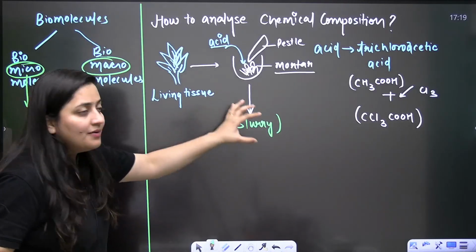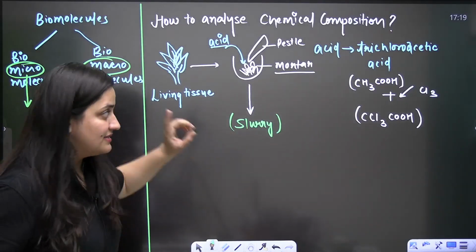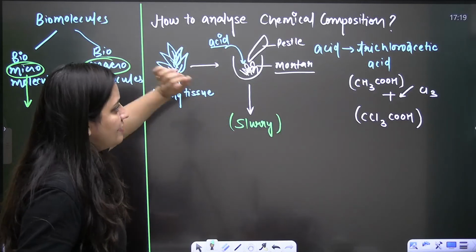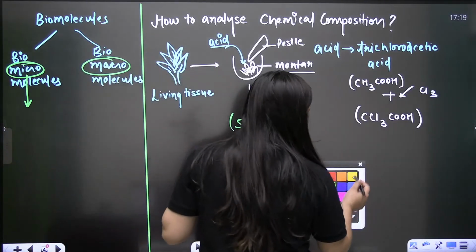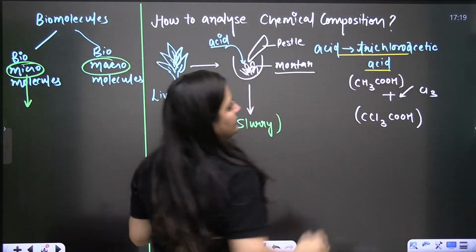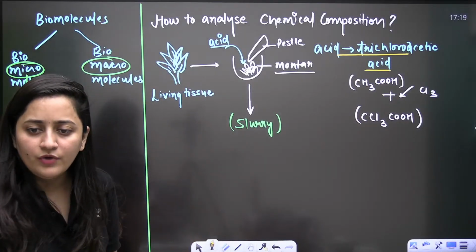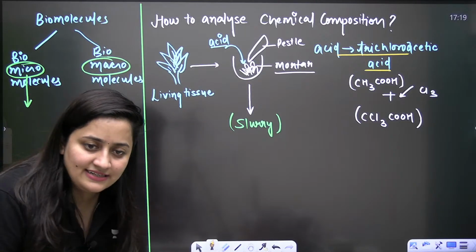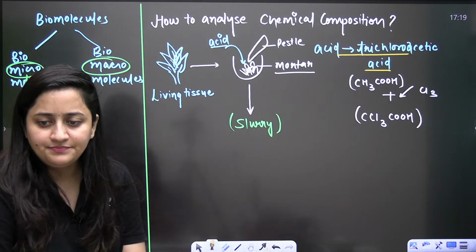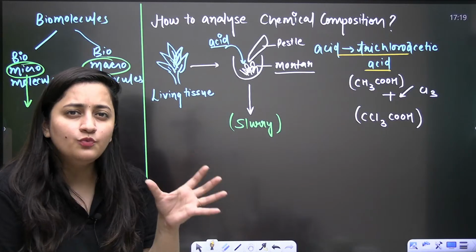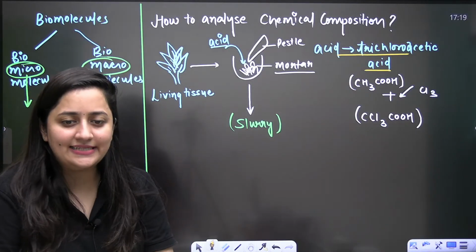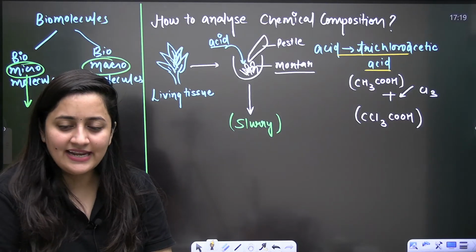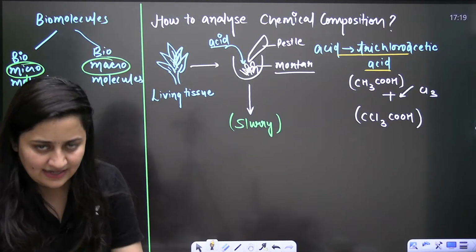Now when you talk about this slurry, but you tell me one thing: why do we use trichloroacetic acid here? Anyone? Any explanation? Let me tell you.